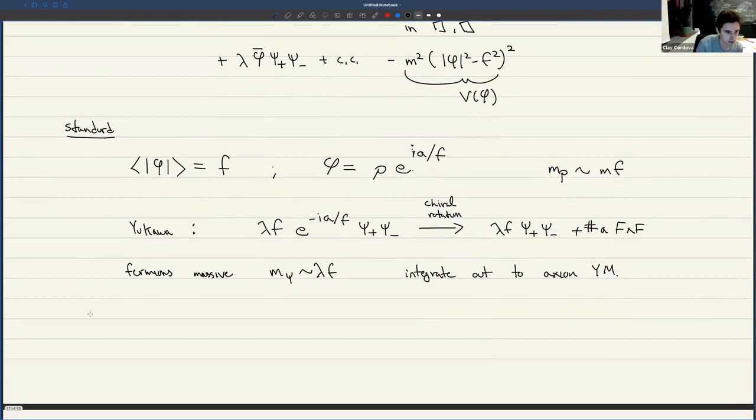Okay, so what are the scales? Okay, so first one is easy. What is E screen? Remember, this was the scale where the one form symmetry was broken. That means it's a scale where charged matter appears. So this is like m psi, which we learned is lambda f. This is where Wilson lines can be screened.